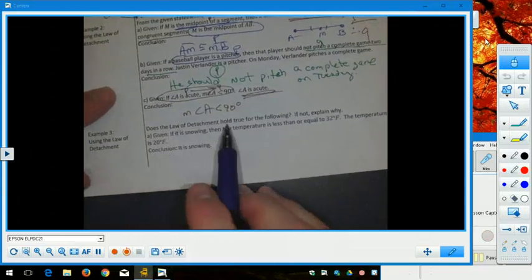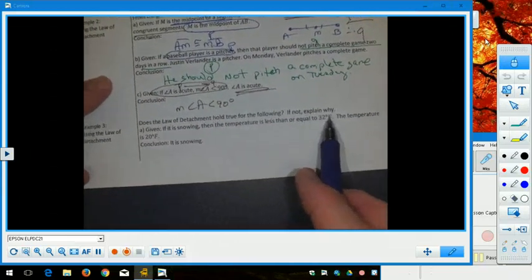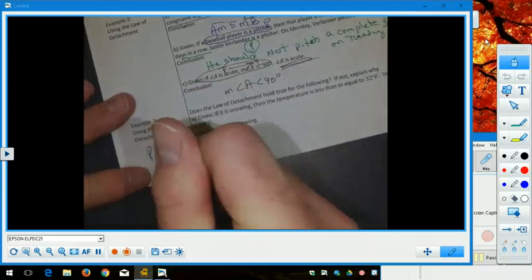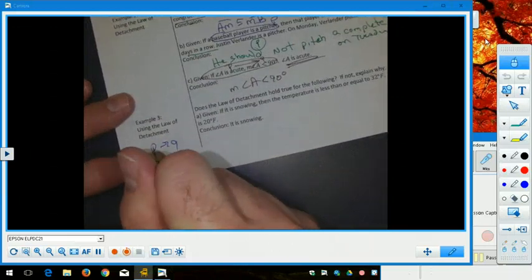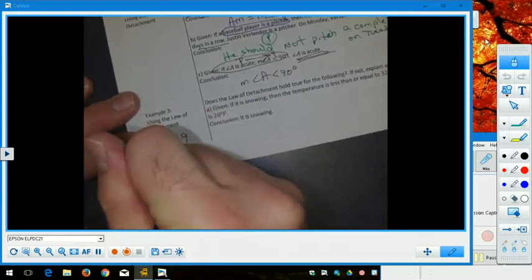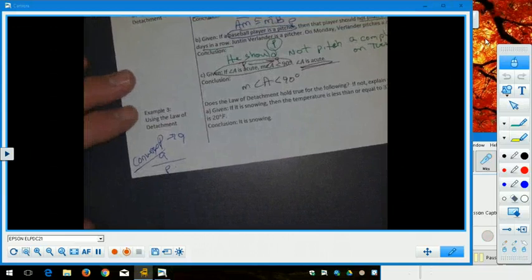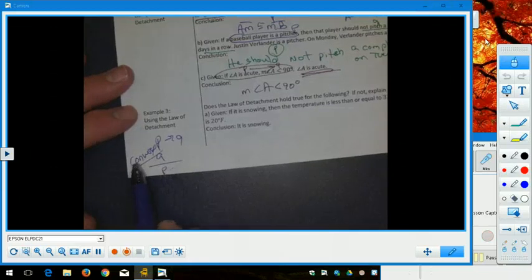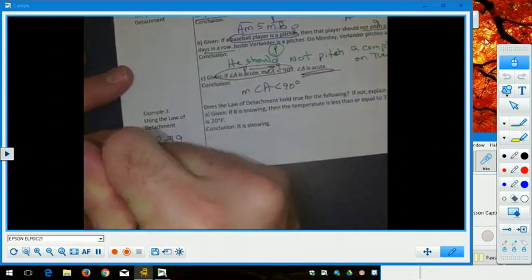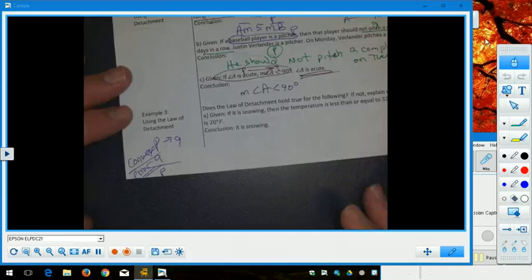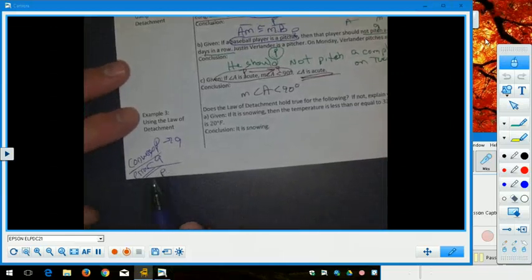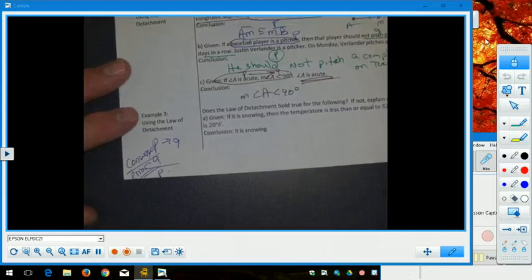Using the law of detachment, does the law of detachment hold true for the following? If not, explain why. Well, I'm going to say this. If they tell you if P then Q, and then they give you Q and then P, that is called converse error. Why? Because instead of giving you the order P to Q, they gave you Q to P. And remember, writing Q to P is the converse. So this would be called converse error. So you could just say it doesn't follow the correct order, but if it's this reason, then it's converse error.